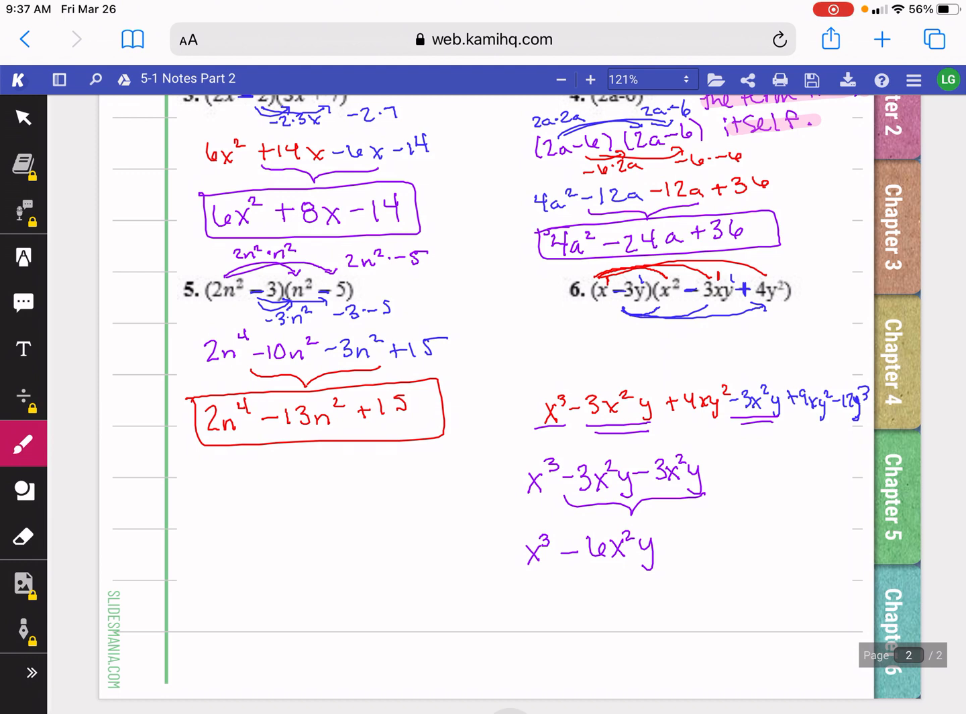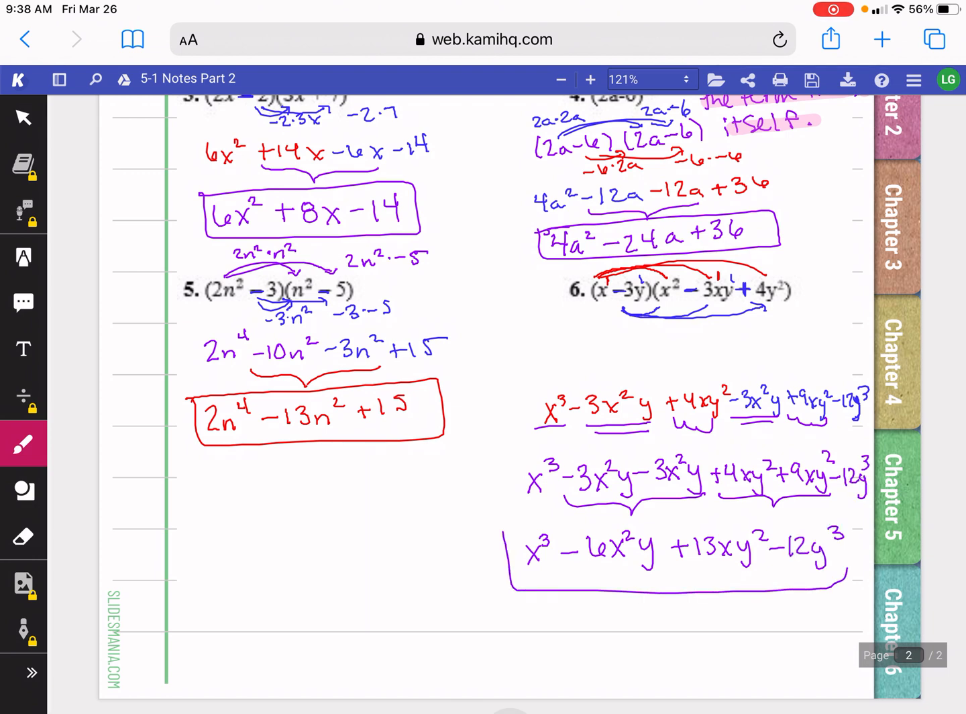When you're combining like terms, the exponents don't change. So when you multiply, you add exponents, but when you're combining them together, you leave them alone. Next, I'm going to combine 4xy squared with 9xy squared. That will combine to give me 13xy squared. And then the minus 12y cubed doesn't have a like term, so it stays by itself at the end.